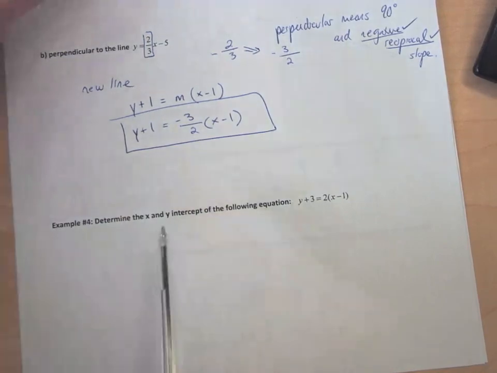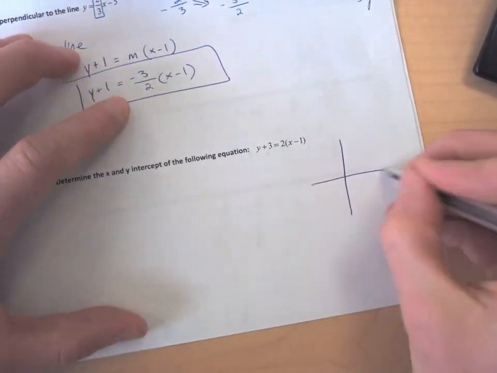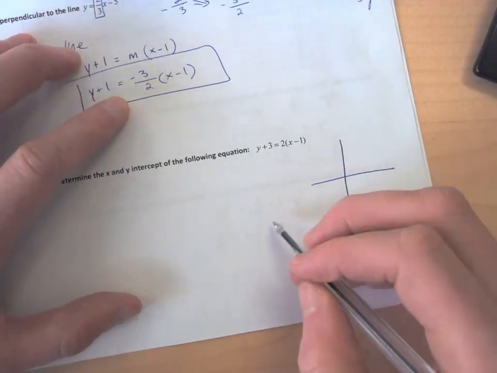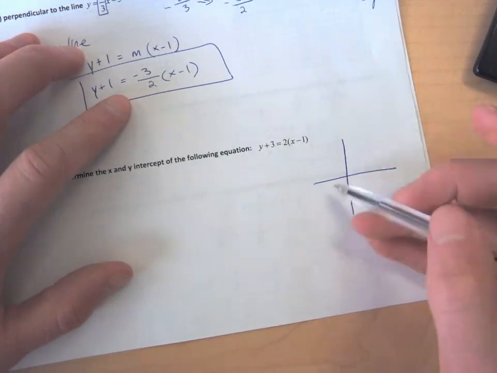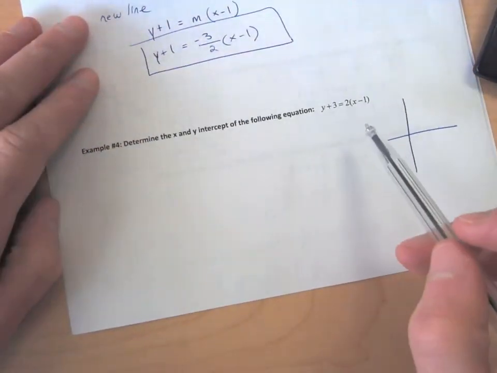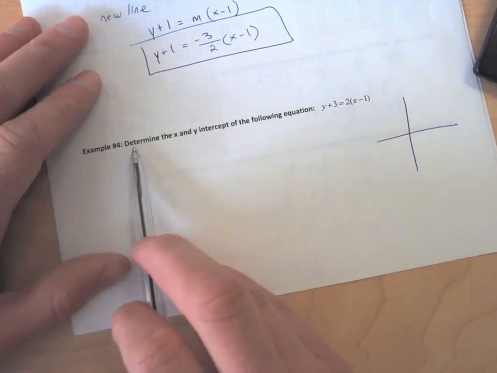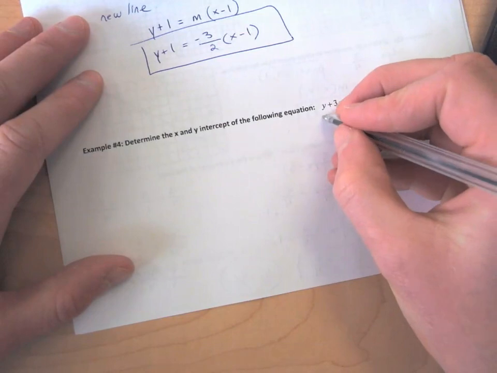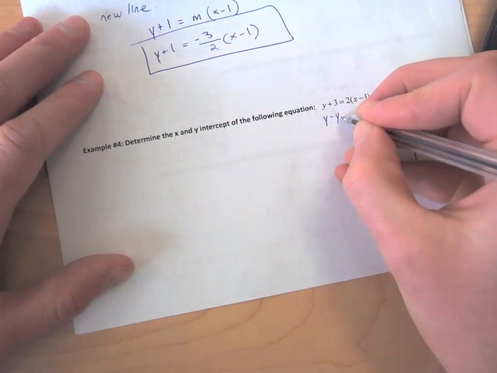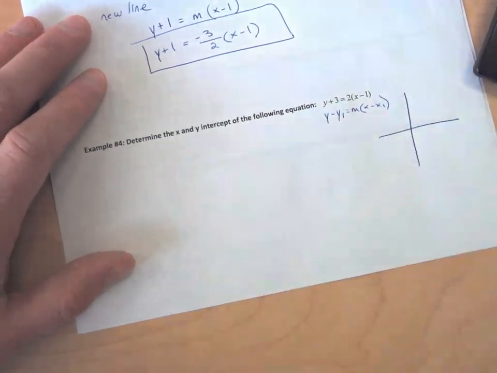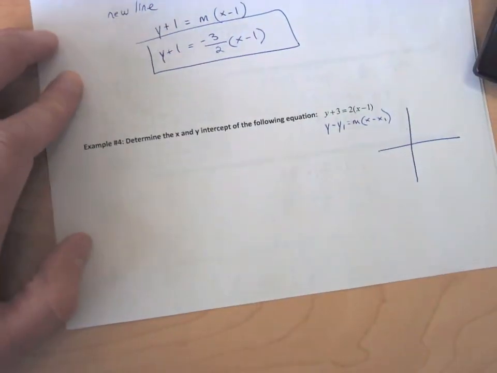So determine the x and y intercept of the following equation. So again, what's an x-y intercept? Where it crosses the x-axis, where it crosses the y-axis. Generally, every line will cross somewhere on the x-axis and somewhere on the y-axis, unless you have a vertical or a horizontal line. So we have this equation here. Wow, it looks kind of complicated, so it must be the point-slope form. All right.